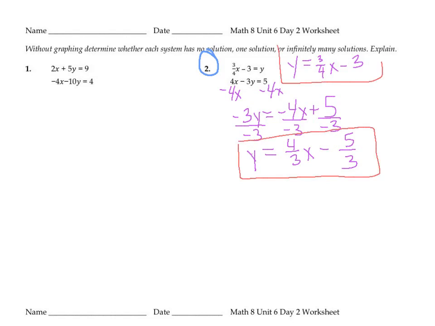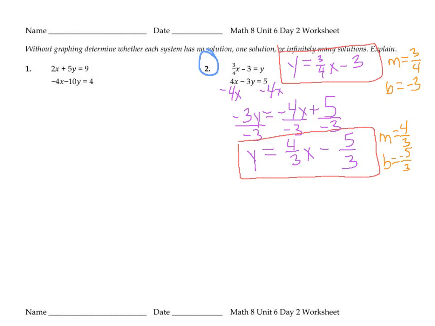So we have y equals 3/4x minus 3, and we have y equals 4/3x minus 5/3. So what we can do now to help us out is we can list our slope and our y-intercept for each of these equations. So for our first equation at the top, we have a slope of 3/4 and a y-intercept of negative 3. And the equation on the bottom, we have a slope of 4/3 and a y-intercept of negative 5/3.